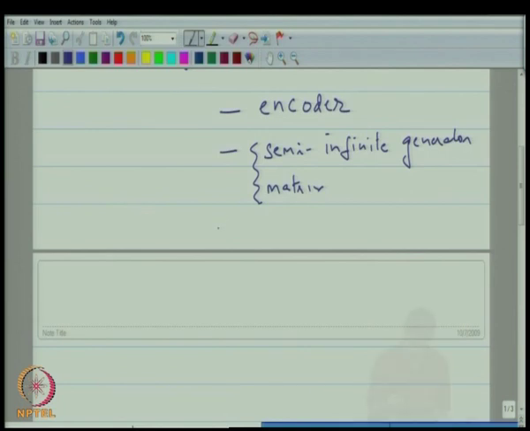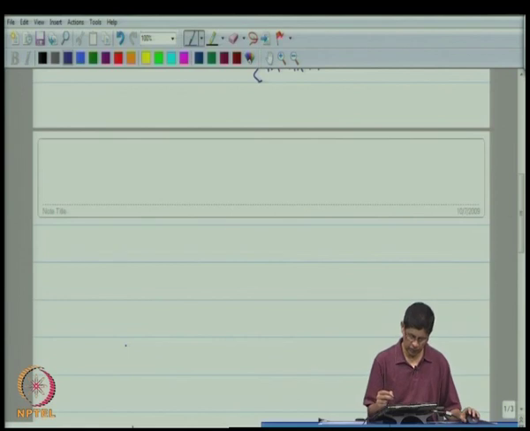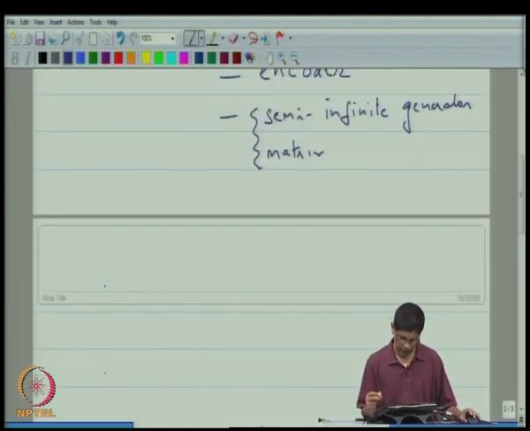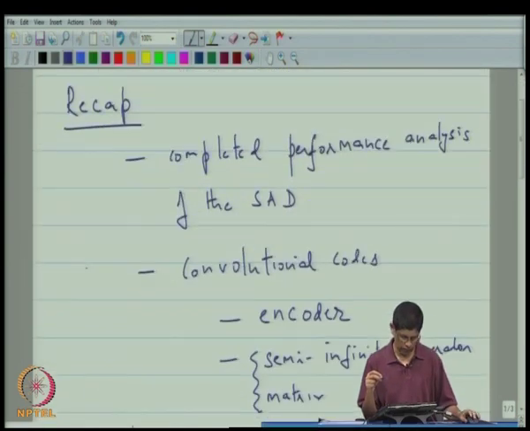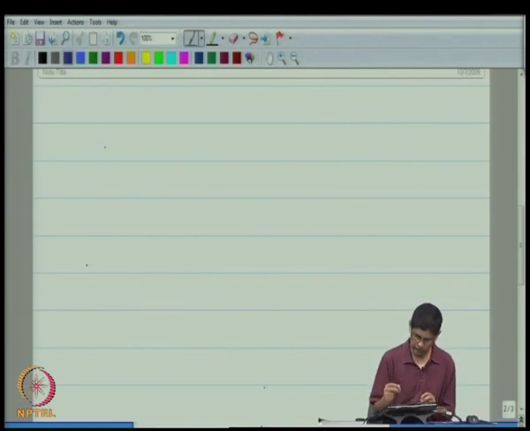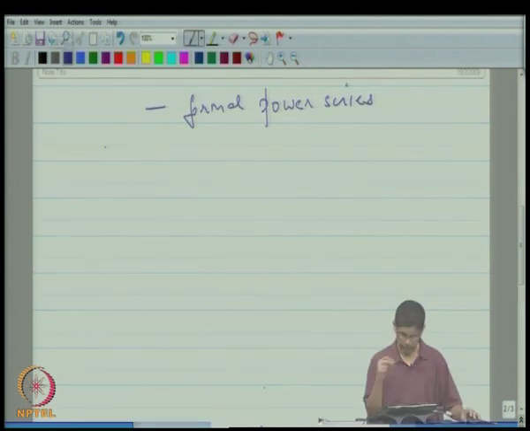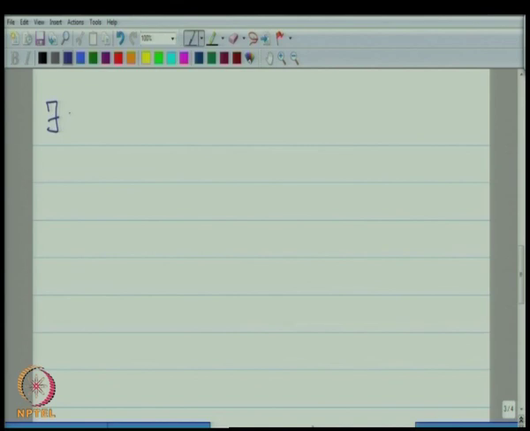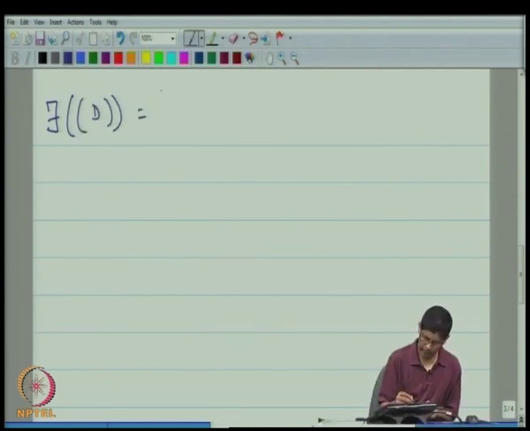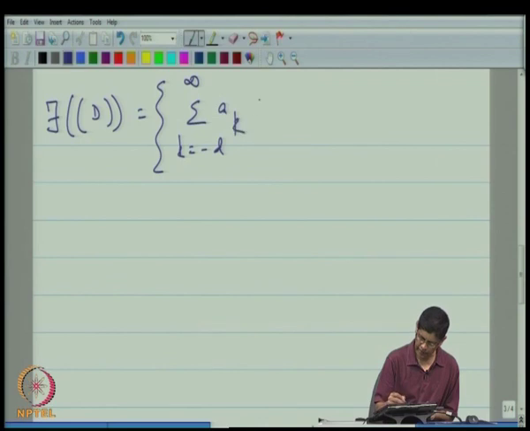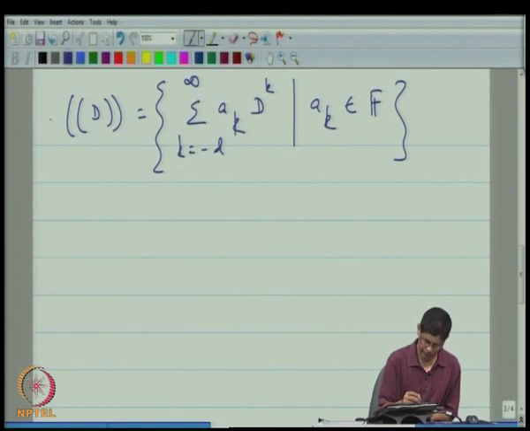And towards the end I said that you really need to study formal power series and polynomials. And the field of formal power series in D is the set of all expressions of the form sum over k going from minus d to infinity of a sub k D to the k, where the a sub k are drawn from a field. Okay. So, perhaps I will be consistent and use the same symbol.